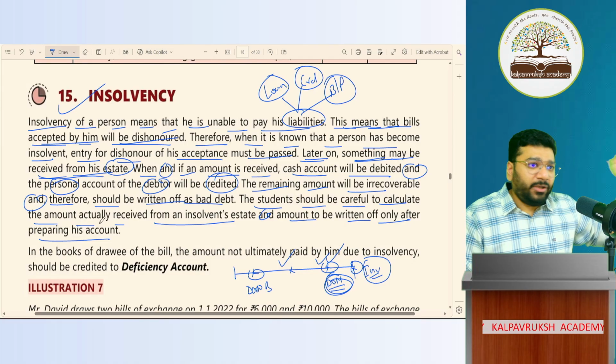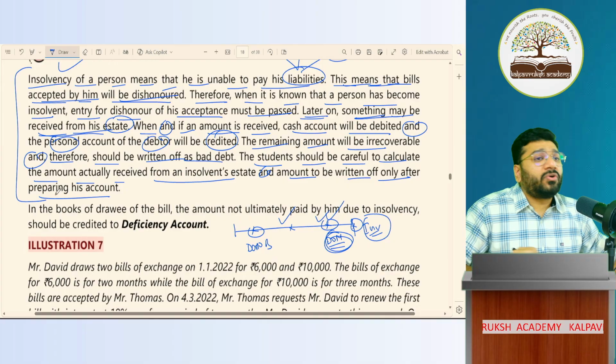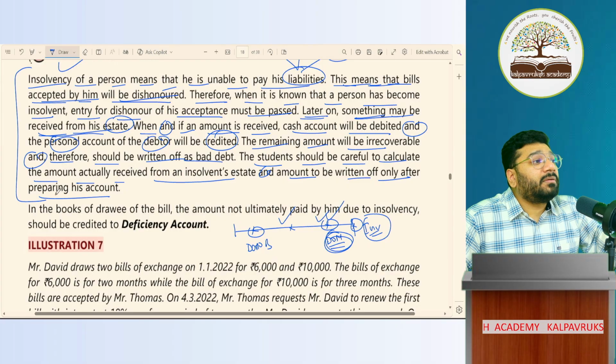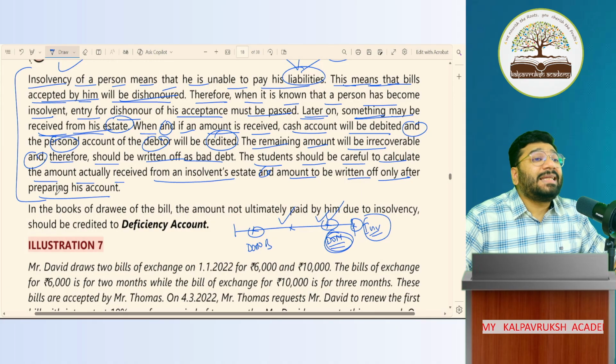How that is also, I'll tell you in some time. Okay? Now, all this drama happened in the books of seller, that is drawer. Got it? Not got it? Now, what is the treatment in the books of drawee, that is buyer, customer?